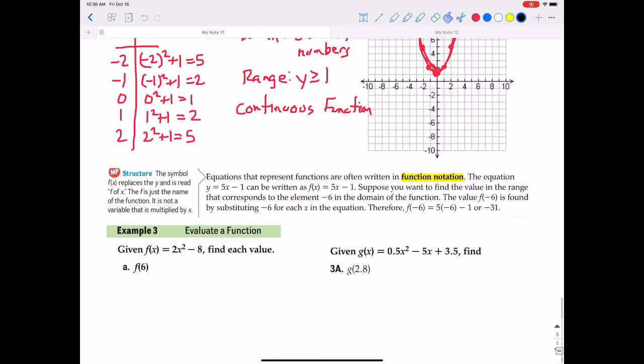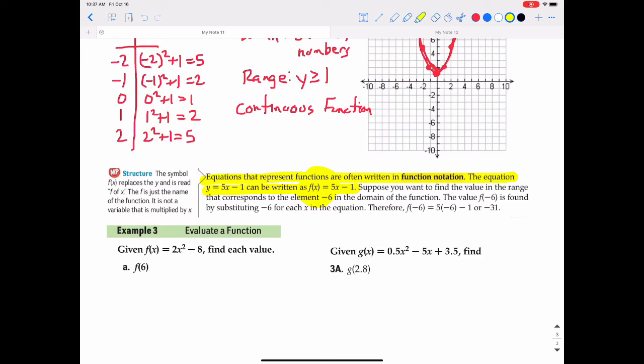Okay, the last thing we're going to do is called function notation. And on function notation, it says equations that represent functions are often written in function notation. The equation y equals 5x minus 1 can be written as f of x equals 5x minus 1. And notice how I pronounced that. I pronounced this part right here as f of x. It's not f parentheses x, and it's not f times x.